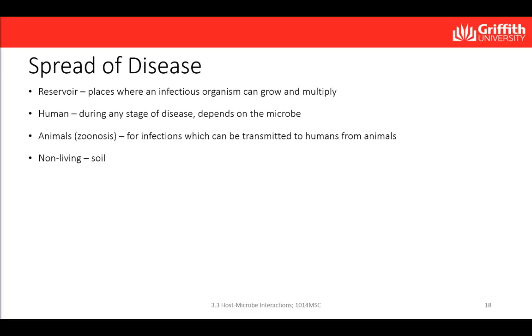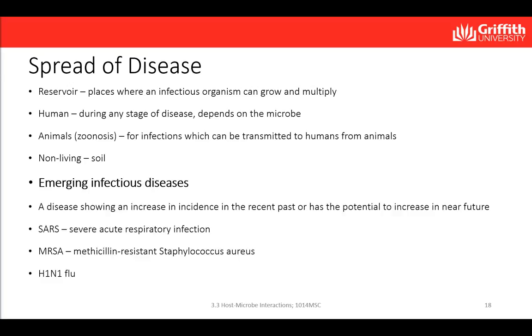Zoonoses are pathogens that usually infect animals, but can be transmitted to humans. Non-living reservoirs also include soil and contaminated food and water. Emerging infectious diseases are infections that have appeared for the first time or whose incidence has increased in the recent past. Some of the most recent emerging infections are severe acute respiratory infections, or SARS, MRSA, and the H1N1 flu.